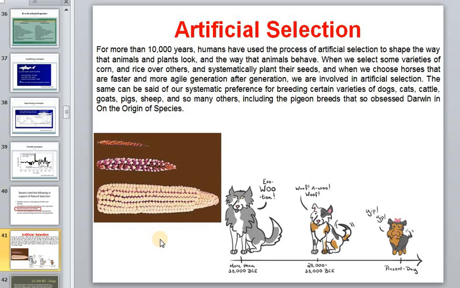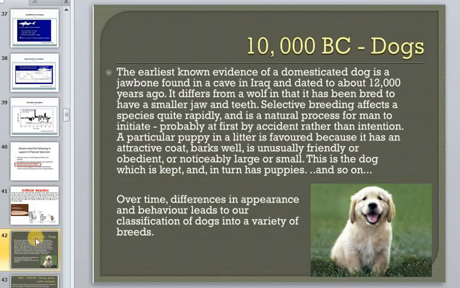We select some varieties of corn, for example, and rice over others, and systematically plant the seeds. And when we choose horses that are faster and more agile, generation after generation, we are involved in artificial selection. The same can be said of our systematic preference for breeding certain varieties of dogs, cats, cattle, pigs, sheep, and many others, including the pigeon breeds that so interested Darwin in his books.